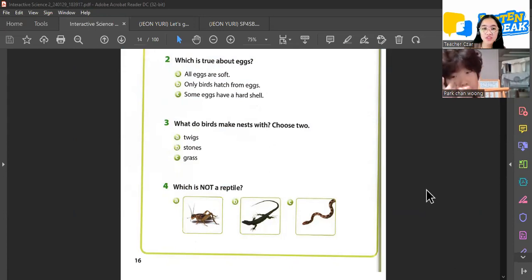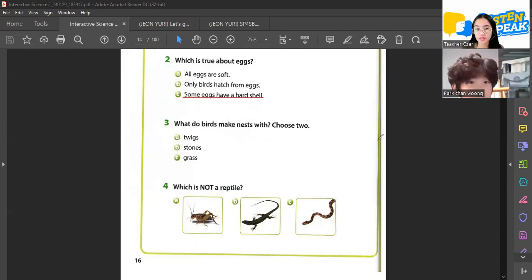Okay, so which is true about eggs? Some eggs have a harder shell. Okay, very good.